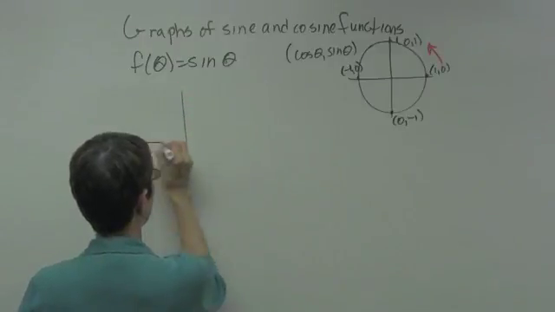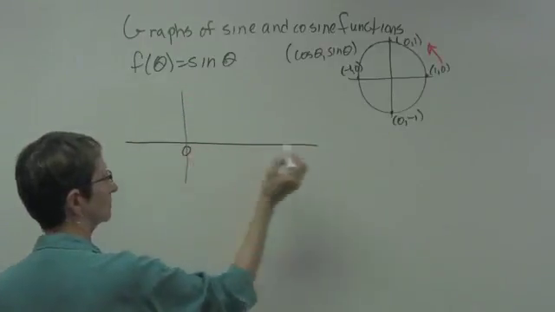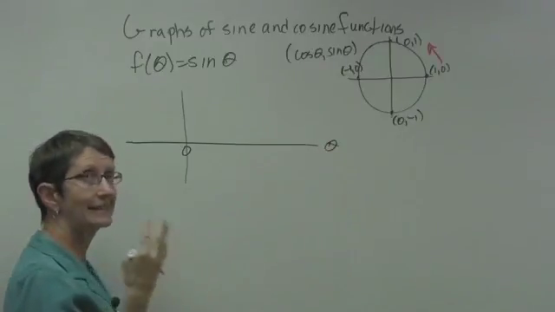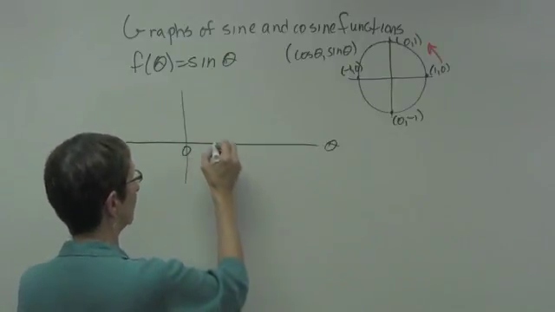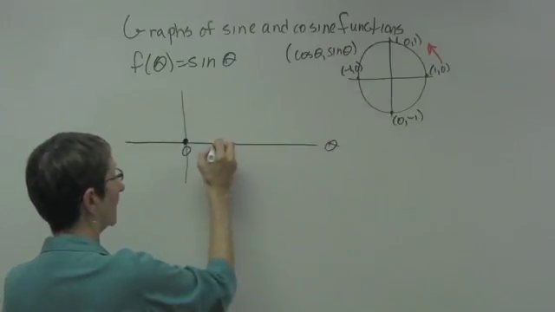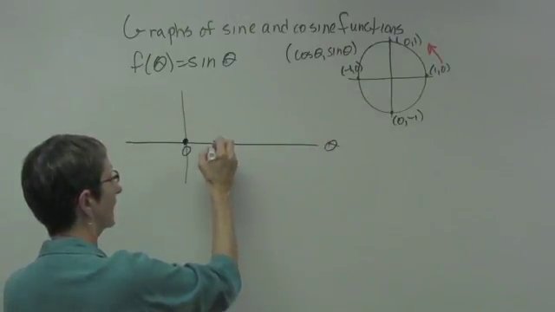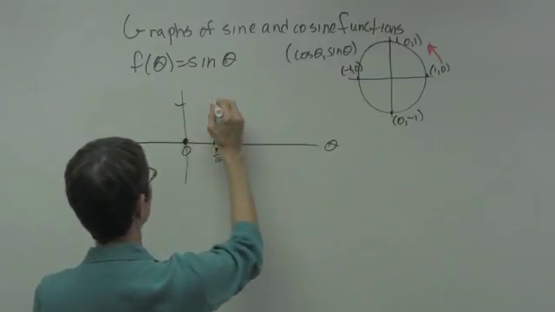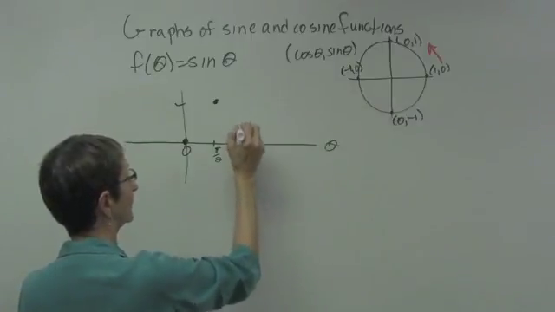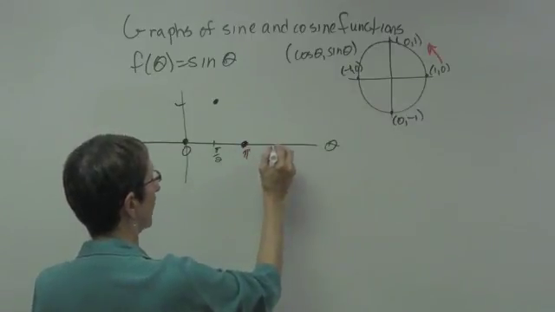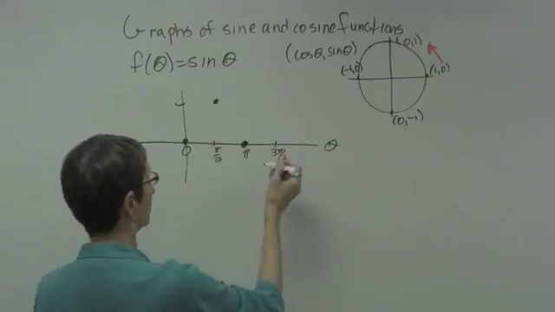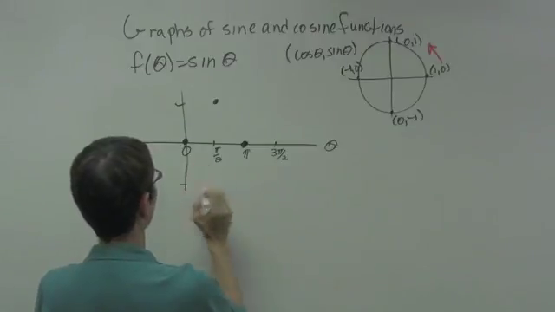I'm going to start at 0. This is my theta. And let's think about it as radian measure. I start at 0. My sine of 0 is 0. When I get to pi over 2, I have the sine equal to 1. When I get over here to pi, or 180 degrees, I am back at 0. When I get to the next value, which would be pi and a half, it's 3 pi over 2, I have a value down at -1.